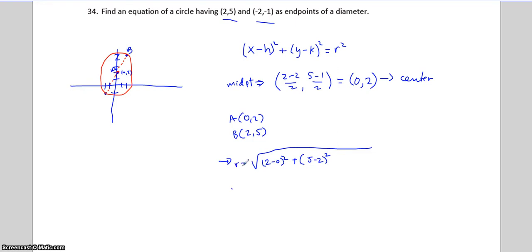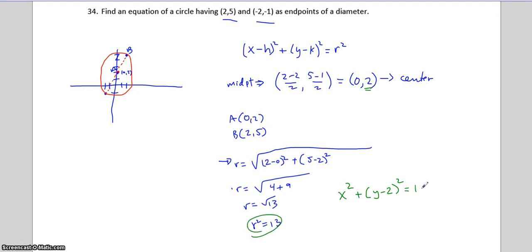That's going to be our radius, and 2 squared is 4, plus 3 squared is 9. So the radius is root 13, and r squared, which is what we need for the equation, is simply 13. I'll write the final answer in green. We have x minus the x-coordinate of the center, which is 0, so we'll just keep that like that, plus y minus 2 squared, since 2 is the y-coordinate of the center, equals r squared, which is 13. And that's the answer to this problem.